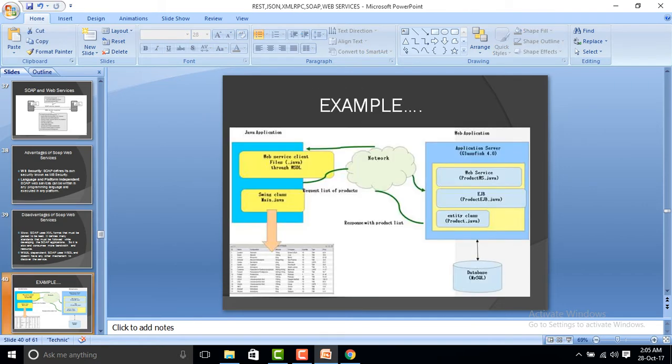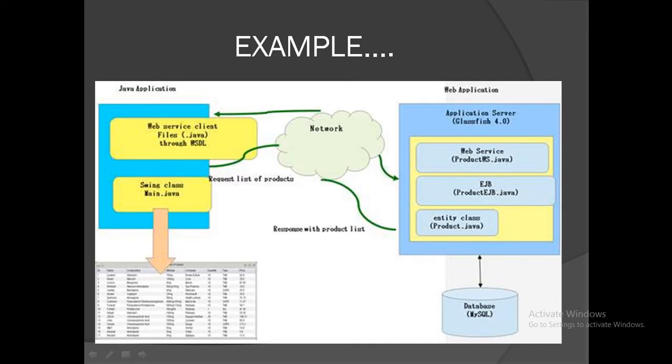There is an example of SOAP. Basically, there is a Java application, it could be any other application, and there is the web application. Let me go to the slideshow. There it is, it's a little bit better this way. Java application. So there is the web service client file.java through the WSDL Swing class, and there's main.java. I don't think this is very clear.